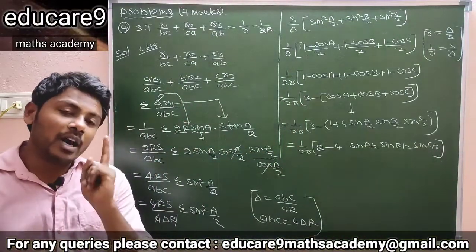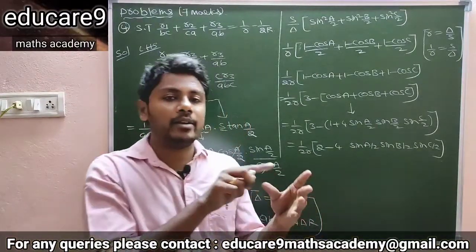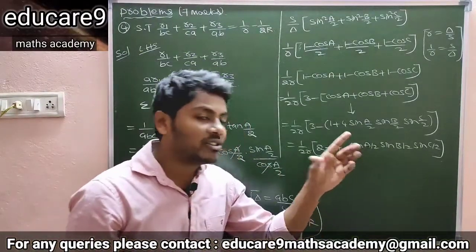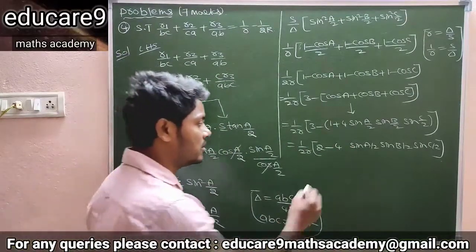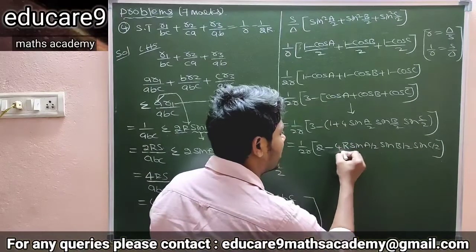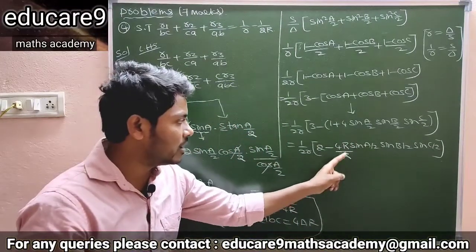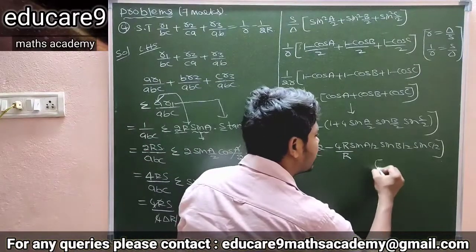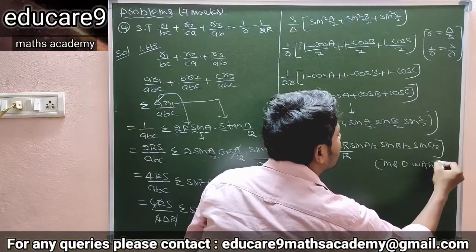So you know that small r formula is what? 4R sin A by 2 sin B by 2 sin C by 2. But here R is not there. So for that, multiply and divide by R. That is 4R, and here divide with R. Multiply and divide R.